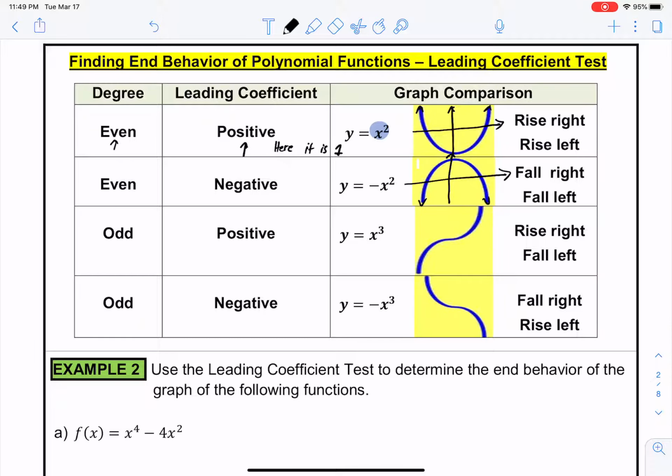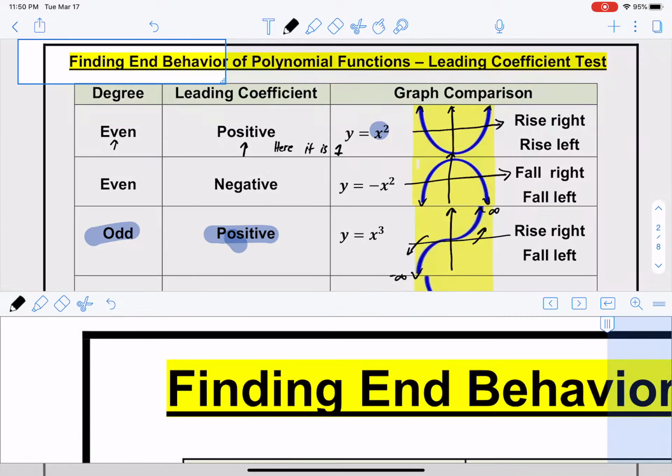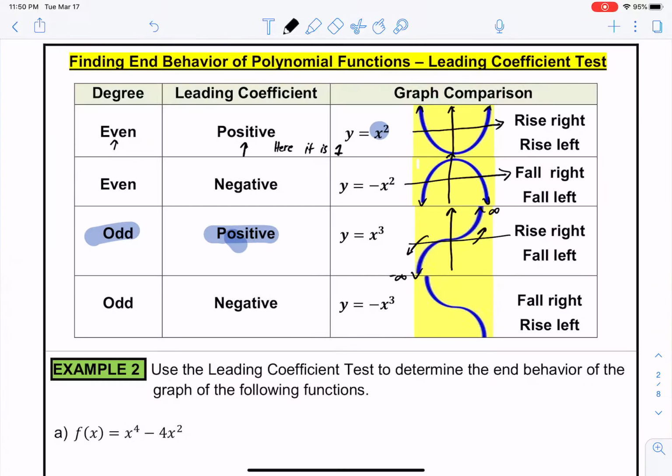If the degree is odd and positive, then the function is going to rise on the right-hand side and fall on the left-hand side. So it is going to go toward positive infinity on the right and toward negative infinity on the left-hand side. If the degree is odd, but the leading coefficient is negative, things would just flip. So we would have the function going to the negative side on the right and rising to positive infinity on the left-hand side.